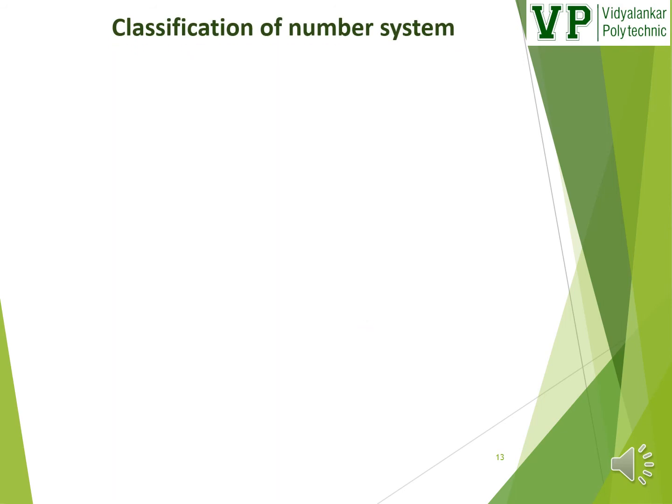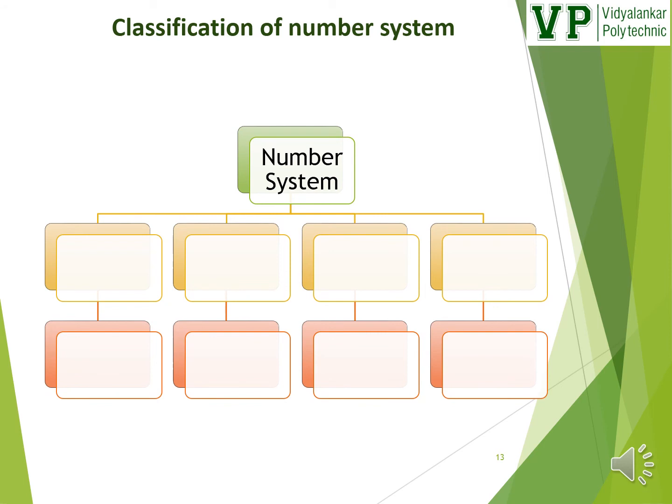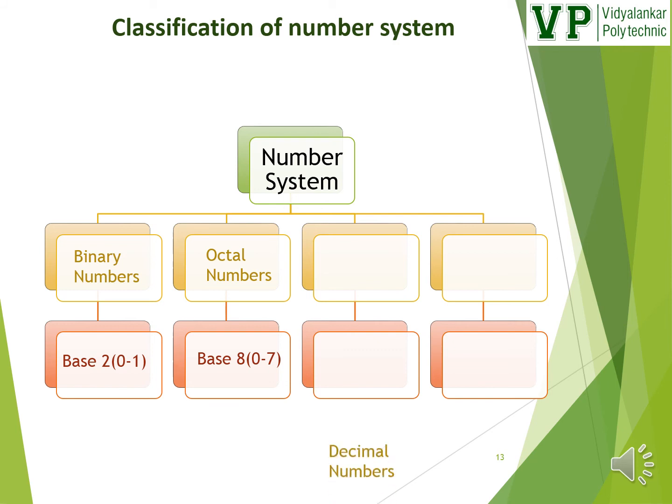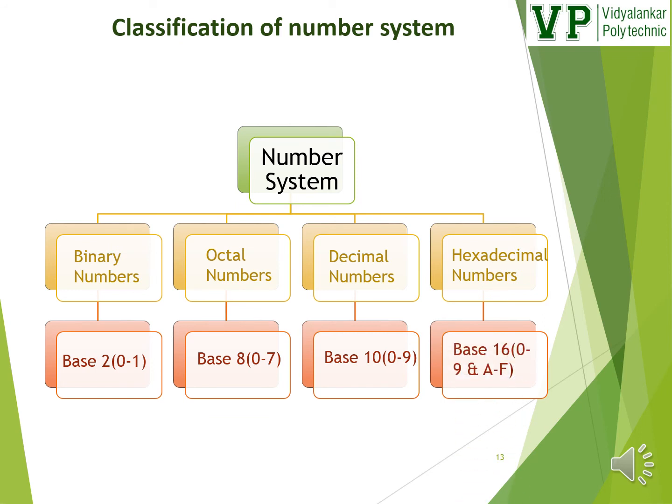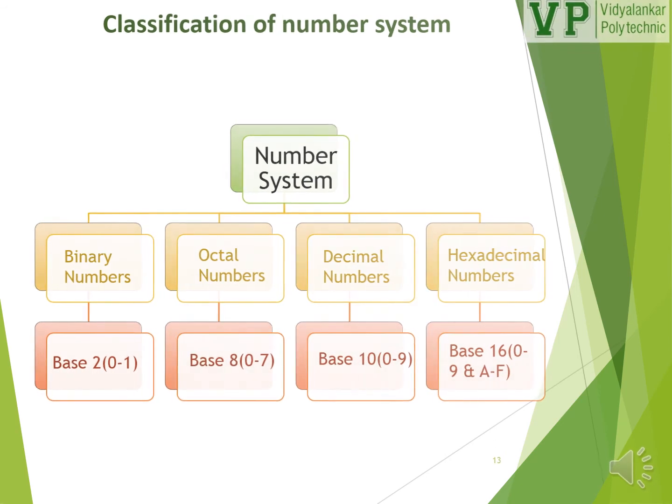Classification of number system. Number systems are classified into 4 major types. First one, binary number. Base 2 we use to represent binary numbers. Second, octal numbers. Base 8 we use to represent octal numbers. Decimal numbers, we use base 10 to represent decimal numbers, and the last, hexadecimal number, we use base 16 to represent hexadecimal numbers. We will study each of these numbers in detail.